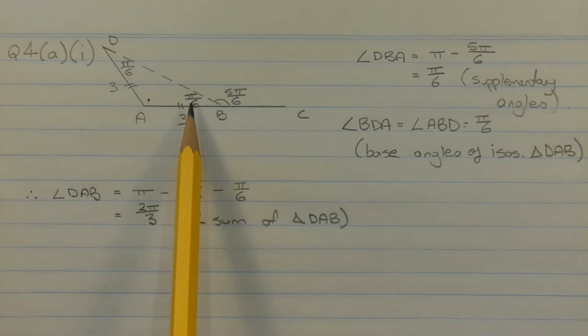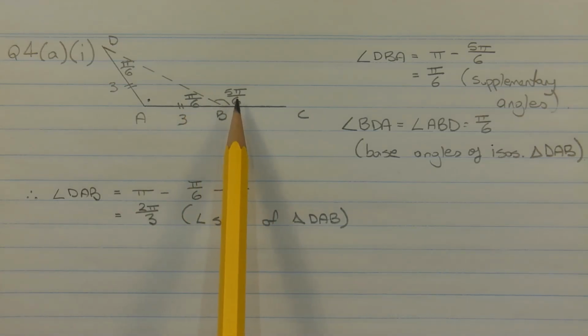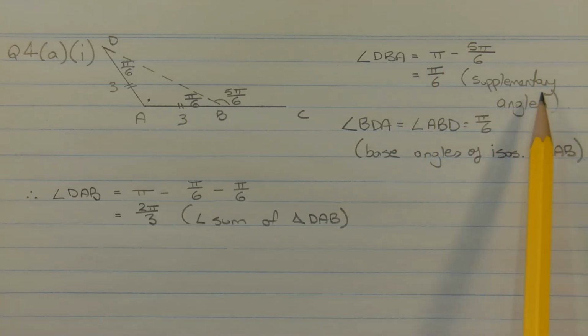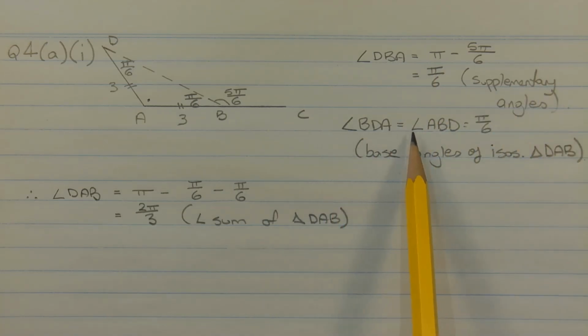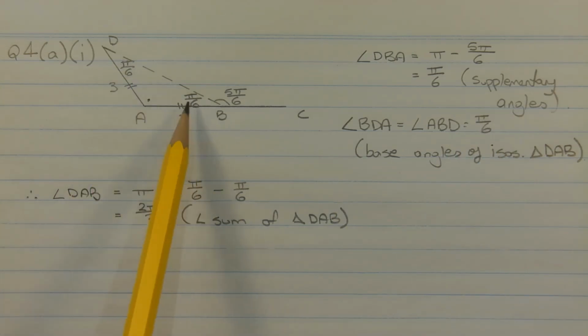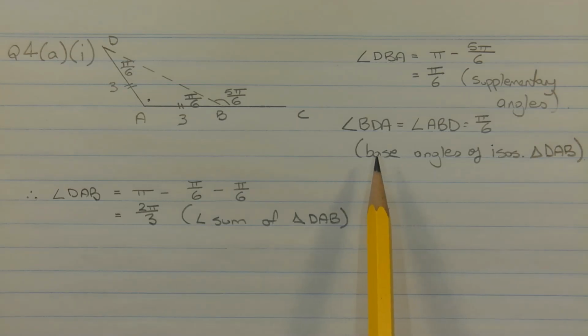So angle DBA plus angle DBC equals π. So angle DBA equals π minus 5π/6, which equals π/6, and the reason is supplementary angles. Now angle BDA equals angle ABD, which equals π/6. So that's these two angles marked here, and I've marked in the size of those angles. And the reason is base angles of isosceles triangle DAB.